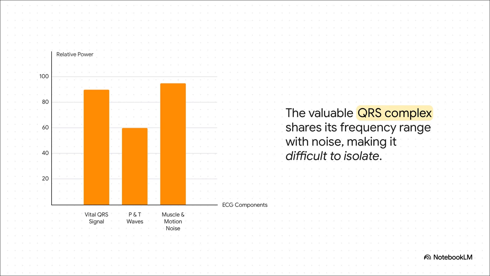But here's the really tricky part. The most important piece of that signal, that big, sharp spike called the QRS complex that shows the heartbeat, is actually swimming in a sea of other waves and a whole lot of noise. And the real kicker? A lot of this noise from, say, a muscle twitch or the patient just moving around is in the exact same frequency range as the signal we want. So how in the world do you pull the good stuff out?